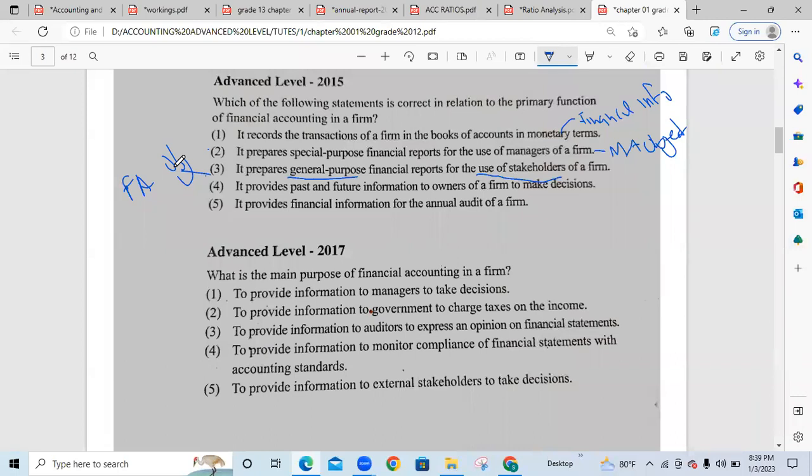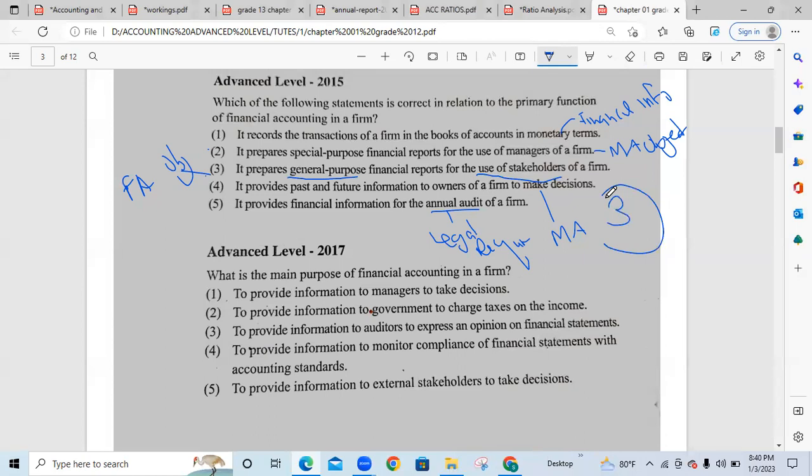Next one. It provides past and future. Why does it make it wrong? The fourth one, nature of information. Yes, past and future. This is management accounting, guys. This one, annual audit. It's a legal requirement. This is not an output or something. Every company has to follow. So guys, the most correct answer is the third one.